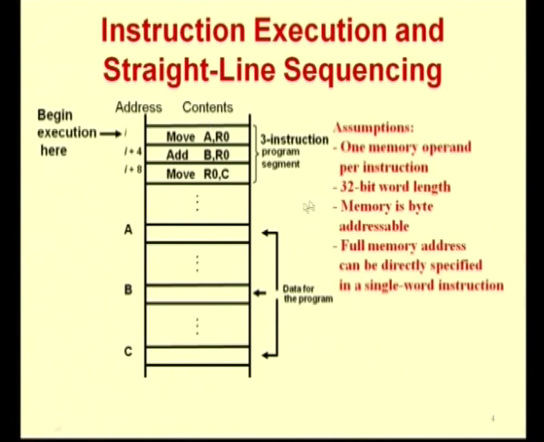Of course, the assumptions we had in this case were that there is one memory operand per instruction, that we use 32-bit words, that memory is byte addressable, and that the full memory address can be directly specified in a single word instruction. Remember, this assumption is important, because look at what we specified here: move A comma R0, where A is the address of a memory location. So, this complete address we have assumed can be specified in this instruction. Given these assumptions, you could have a straight line sequence like this.